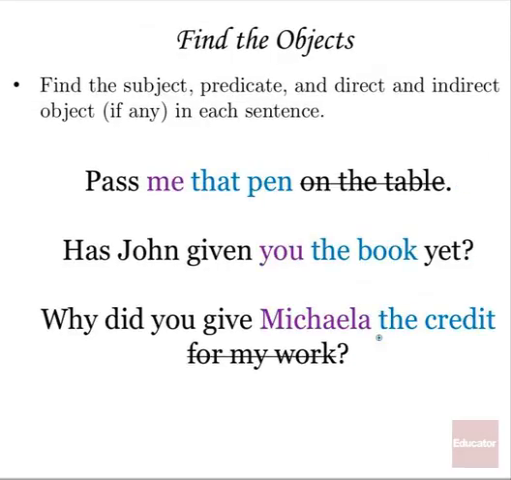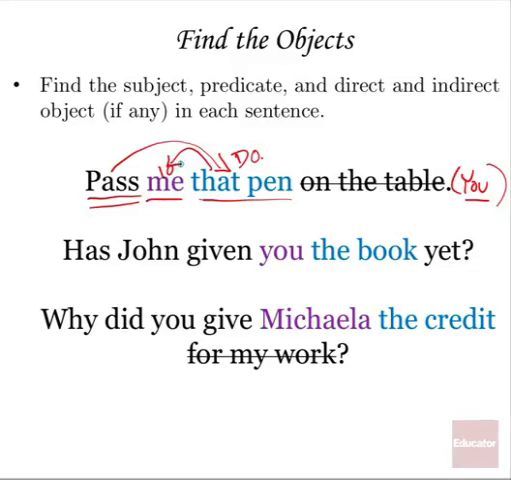And here we are. Pass me that pen on the table. Well, this is an imperative sentence. It's a command. So the subject, as always with an imperative, is an implied you. Pass is our verb. That pen is what's actually taking the g-forces of being passed, so it's the direct object. Me is the indirect object that's receiving the pen, and on the table is a prepositional phrase, so we're ignoring it for this purpose.